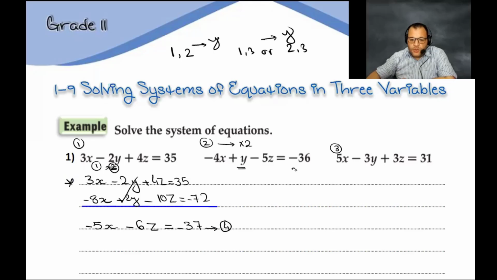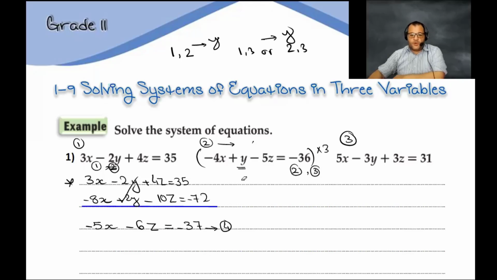Step number 2, I will take equation number 2 and number 3 to remove the same variable, which is y. So how can I remove y? By multiplying equation number 2 again by 3. Why 3? Because y here equals 1 and y here equals 3. So I multiply equation number 2 by 3. The order is not important. If you want to write 3 at the first or 2 at the first, no problem for the order.